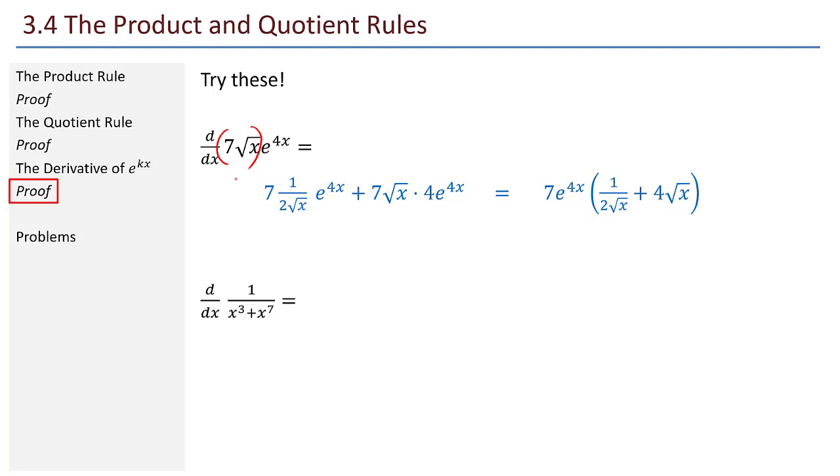Now, purely optionally, I noticed that each term had a factor of 7 e to the 4x. So I factored out my 7 e to the 4x, if you want to, purely optional.